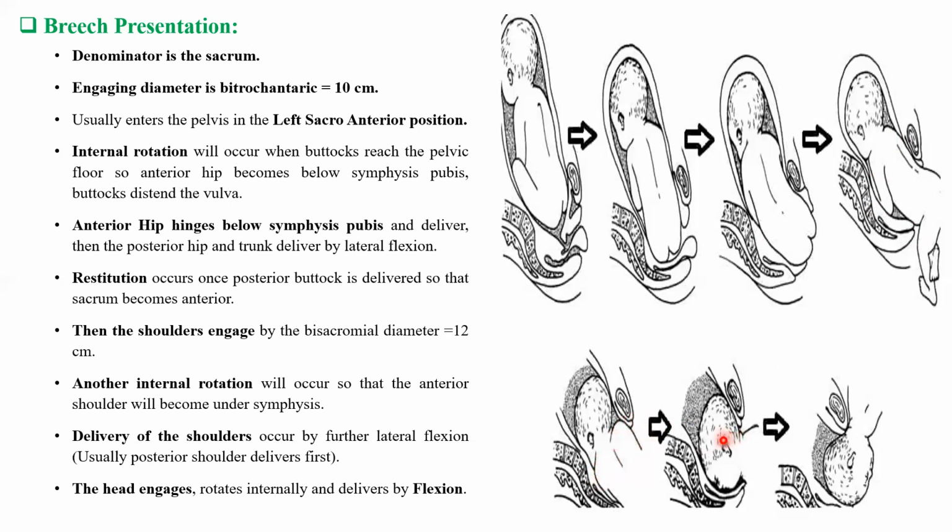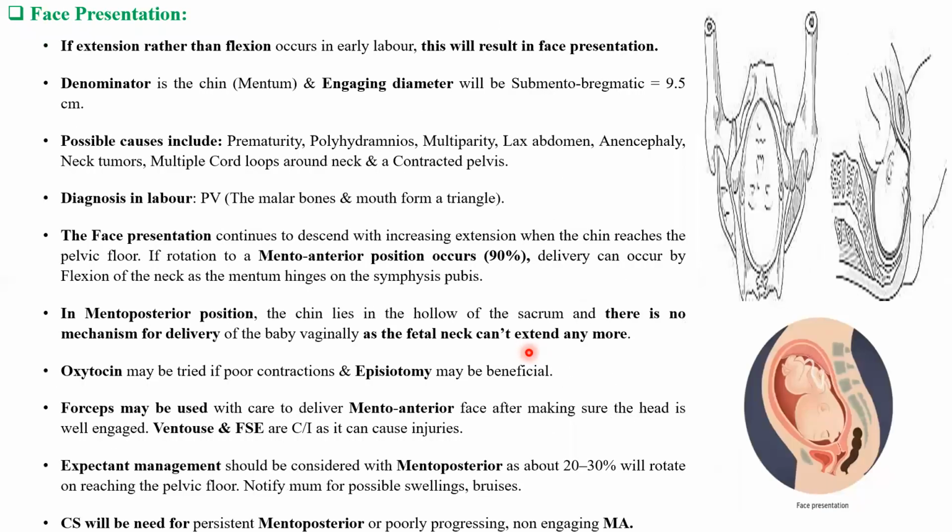Then the head will engage, and once the occiput is below the symphysis pubis, the head will be delivered by flexion. So again, the head is delivered by extension only in the occipito-anterior position, but in any other malposition or malpresentation, it will be delivered by flexion. So this is regarding breech presentation.